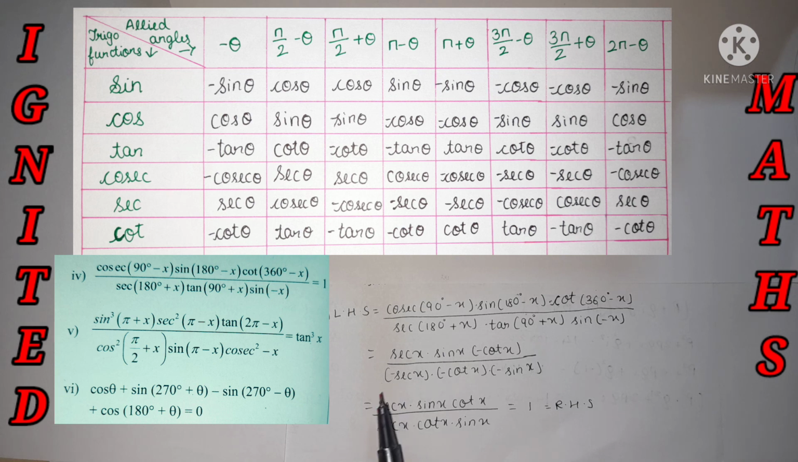From the RHS there is no option for doing it. From the single term we can't find it. So the only way is to prove it from LHS to RHS. So cosec(90 minus theta), sin(180 minus theta), cot(360 degrees minus theta). Just put the value according to the trigonometric function of the allied angles.